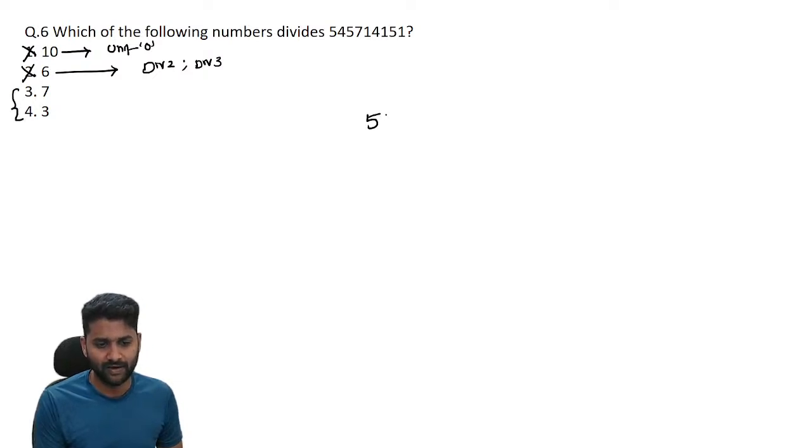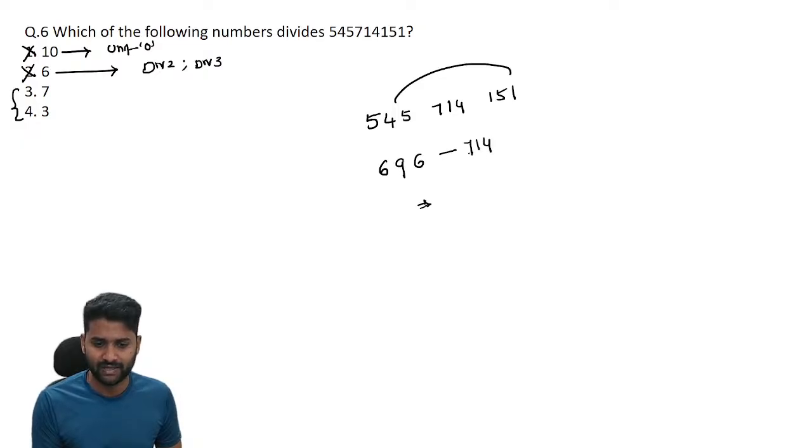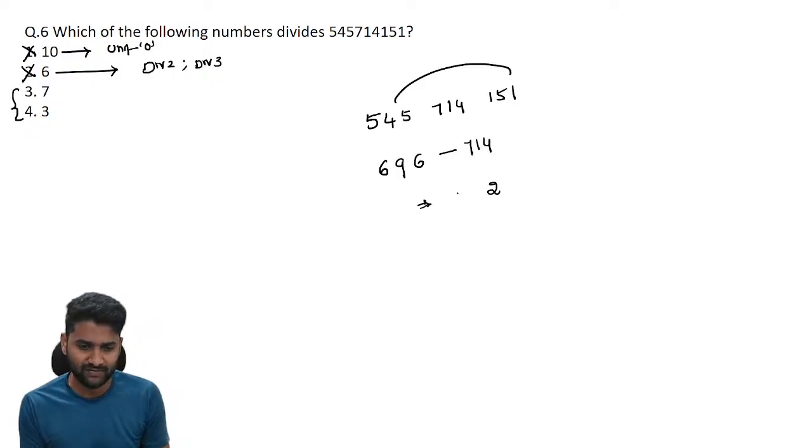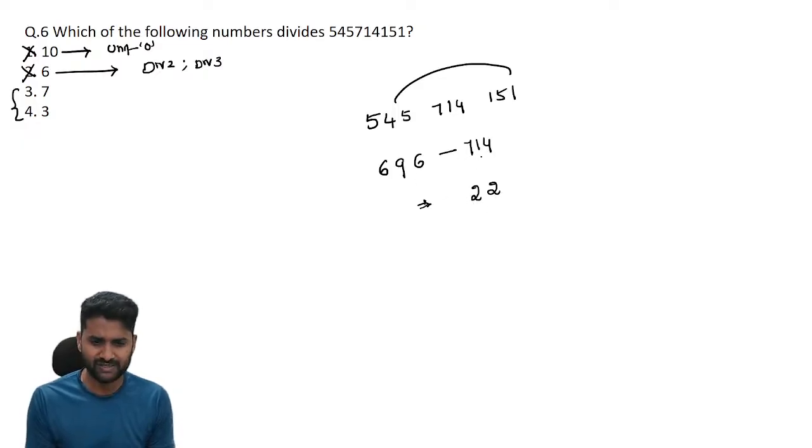So here the number is 5 4 5 7 1 4 1 5 1. Apply the same concept here. Sum of these numbers: 5 plus 1 is 6, 9, 5 plus 1 is 6, minus 7, 1, 4. So 6 minus 4 is equal to 2, and 6, 9, 7, 1. You can find the difference of 22 units. See, there is a difference now. So it is a negative value, so definitely it is also not divisible by 7. The difference is also not divisible by 7.